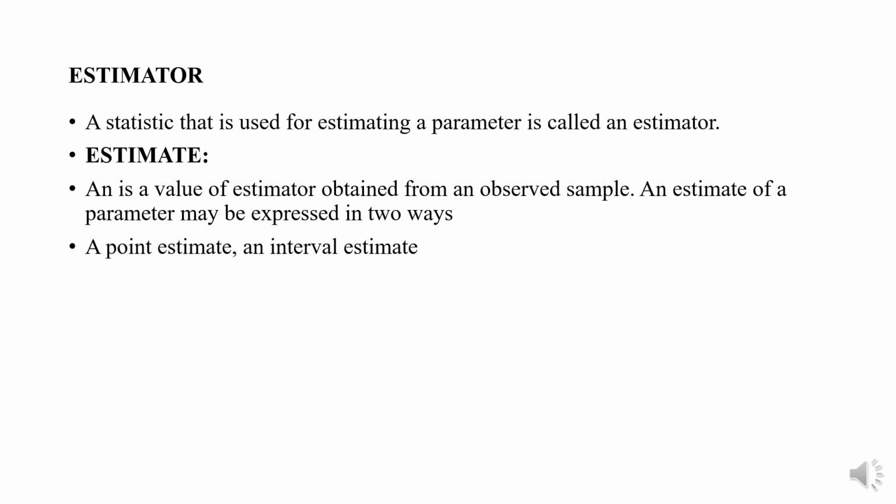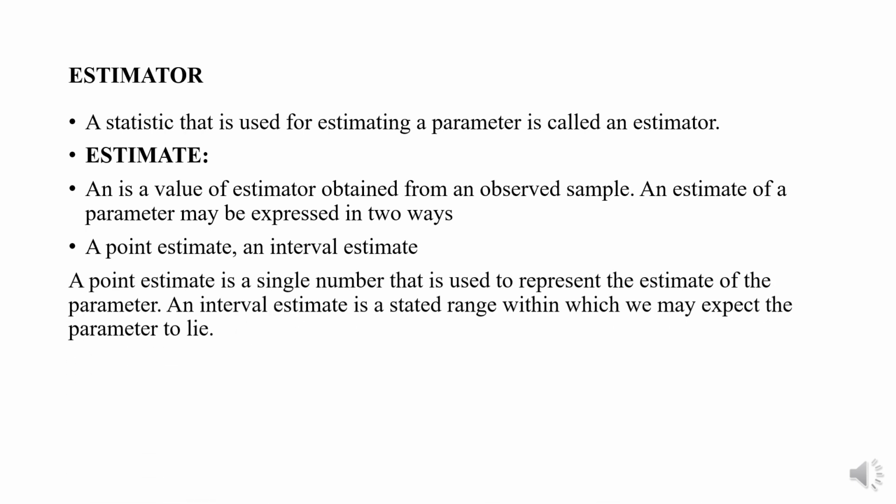So what are these two ways? Number one is a point estimate and the second one is an interval estimate. So what are point and interval estimates? A point estimate is a single number that is used to represent the estimate of the parameter. An interval estimate is a stated range within which we may expect the parameter to lie.